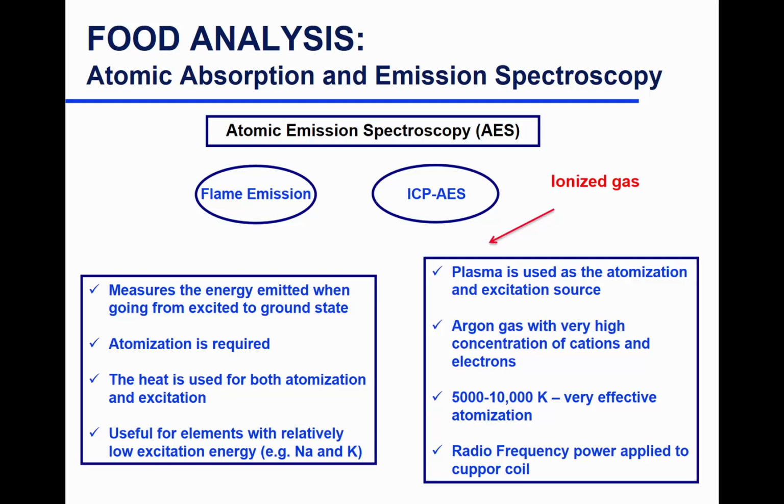It gives you very effective atomization, but rarely any ionization. This is important. You don't get ionization with plasma just because the gas in there is full of ions. It has ions and electrons preventing further ionization of other atoms. And then the radio frequency is applied to the copper coil, and that's what gets the argon gas ionized. So with that, I'm going to leave you with that and continue next time.